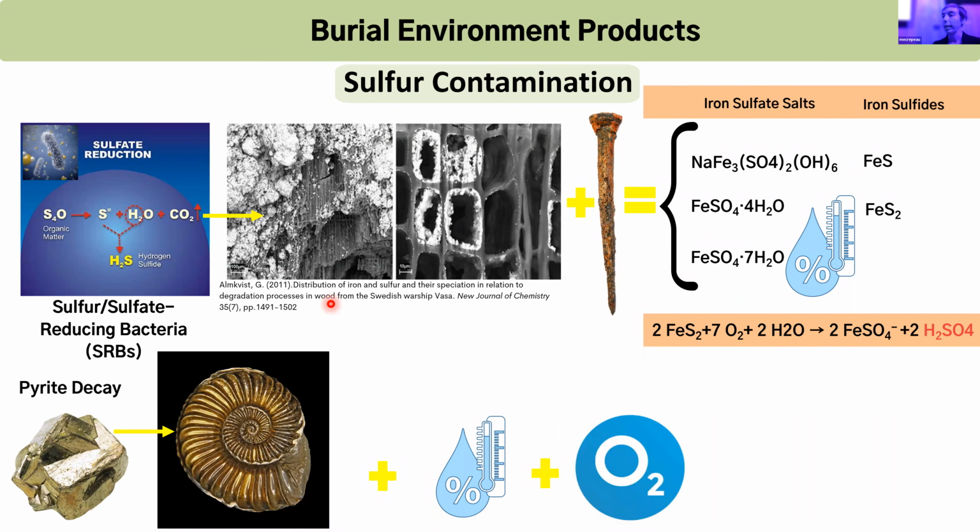This can also happen to things in collections you wouldn't expect. One of the biggest problems in geological collections and fossil collections is something known as pyrite decay, including iron disulfide, which is right here, which often is a big component of a lot of marine fossils.